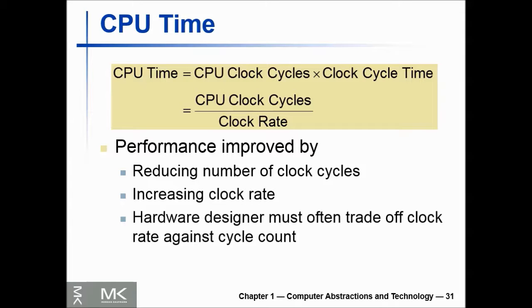This formula makes it clear that the hardware designer can improve performance by reducing the number of clock cycles required for a program or the length of the clock cycle. The designer often faces a trade-off between the number of clock cycles needed for a program and the length of each cycle. Many techniques that decrease the number of clock cycles may also increase the clock cycle time.